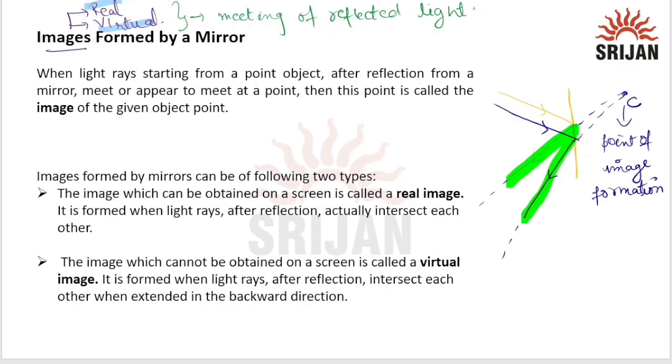Therefore, it is written that when the light rays starting from a point object, after reflection from a mirror, meet or appear to meet at a point. Meet means they are actually meeting. Appear to meet means they are not actually meeting, they have been extended backward, just like in this case. So, not actually meeting.